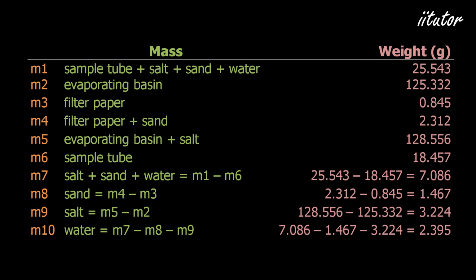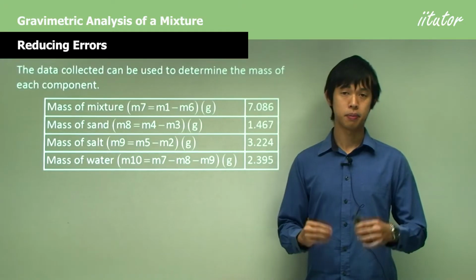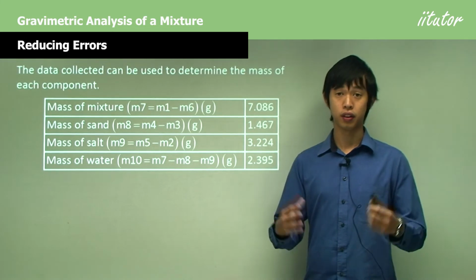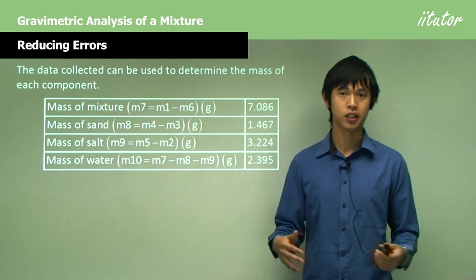The key part in this experiment is remembering, it seems convoluted. Why did we weigh the filter paper and then measure the filter paper with the sand, and then weigh the evaporating basin, then weigh the evaporating basin and salt? The reason why we do all this, and the reason why scientists seem like they're doing really convoluted experiments, is because we want to reduce the error. Error is important. If we've got lots of error, then our results are essentially meaningless.